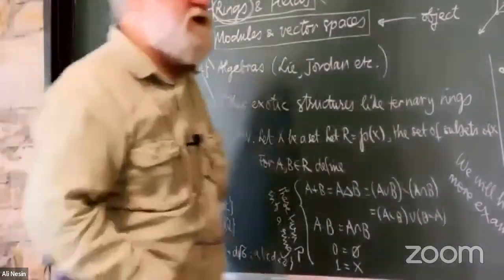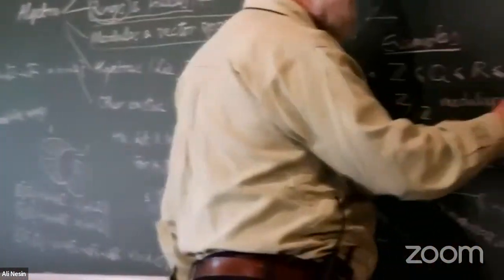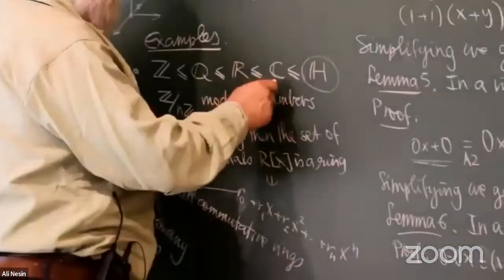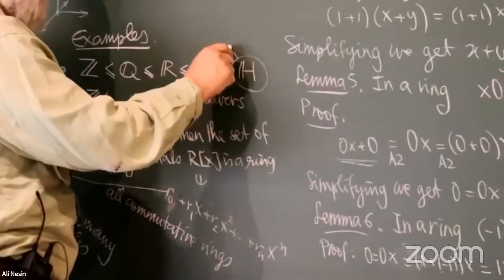I can give a non-commutative ring. This is a non-commutative ring. This is a non-commutative ring. This is commutative. These are all commutative. This is non-commutative. What's the definition?